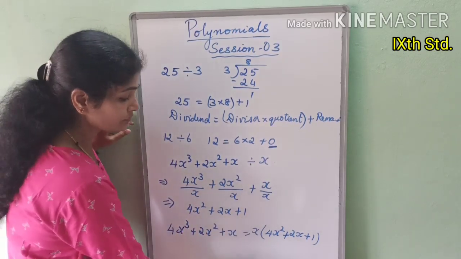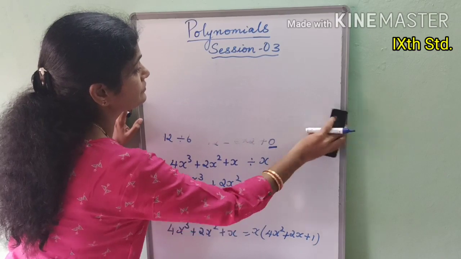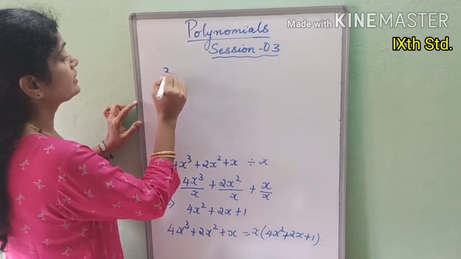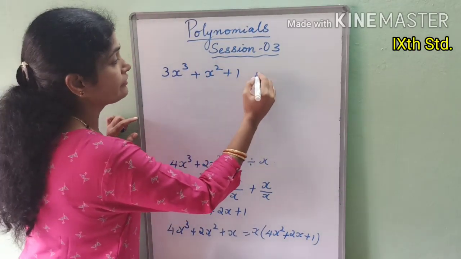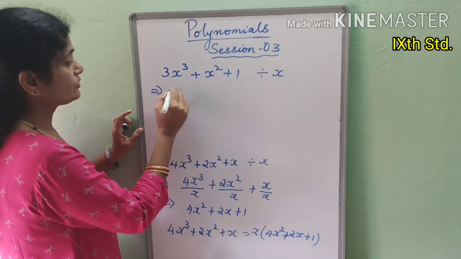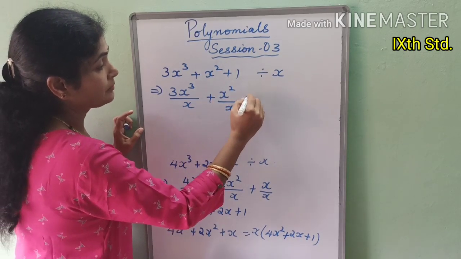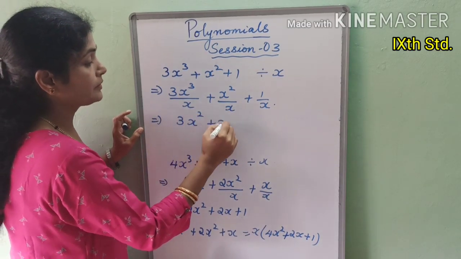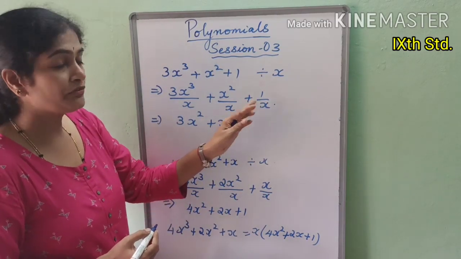Similarly, now consider another polynomial, say 3x cube plus x square plus 1, and divide this polynomial by x, which is a monomial. The same steps are to be followed. So this will lead to 3x cube by x plus x square by x plus 1 by x. Now this is leading to 3x square plus x, but look at this. If I divide 1 by x, I am not getting any term which is a polynomial.